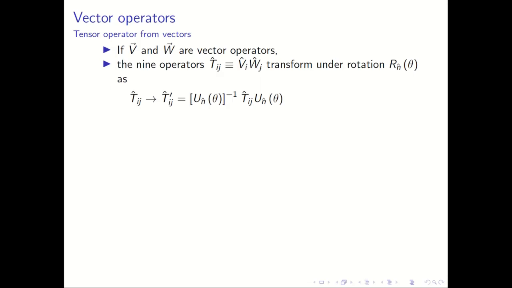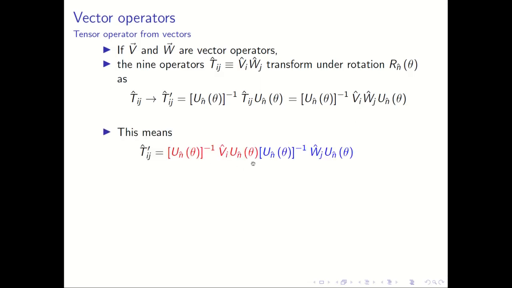So these 9 components transform, of course, to t prime ij, and t prime ij can be found from tij by hitting it on the left by U(θ) inverse and the right by U(θ). But what exactly is the transformation rule? Well, since t hat ij is v hat i w hat j, this is what you get. And the same trick that we played a while ago, you can put in a U(θ) inverse in between the vi and wj, and you end up with this. The part in red here, of course, is the way vi transforms. The part in blue is the way wj transforms. So this is vi prime wj prime.